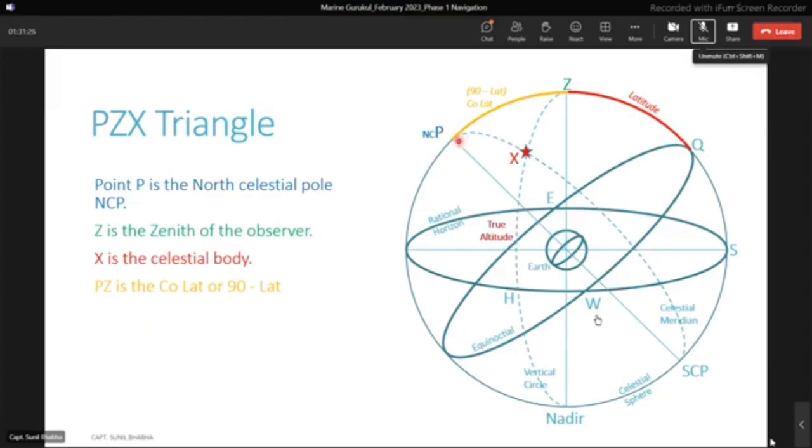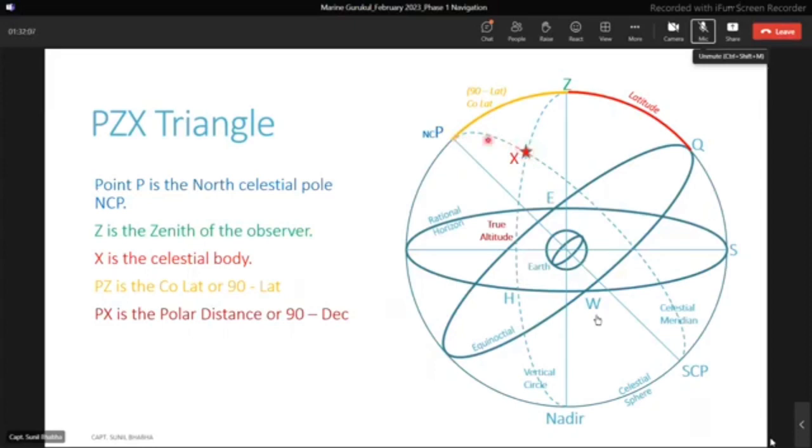Now let's move to the other parts of this triangle. Now we move on to the PX side of this particular triangle, P to X. This PX side is known as polar distance. X represents the celestial body and P represents the north celestial pole. So this arc basically tells us how far away from the pole the celestial body is. So this is known as the polar distance.